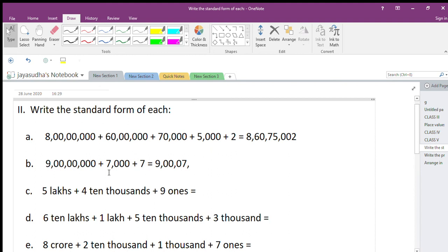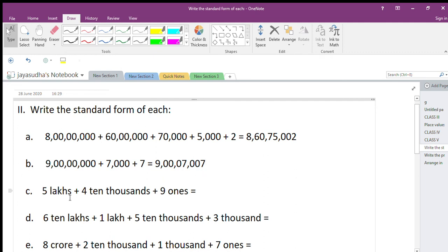So only 7,000 means 07,000. What about the hundreds place, tens place? There is no hundreds place, there is no tens place. So instead of the two places, you put two zeros. Then finally 7. This is 9 crore 7,007. Are you okay, children? Next, move on to the next sum.